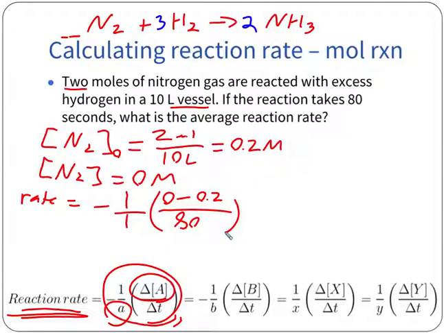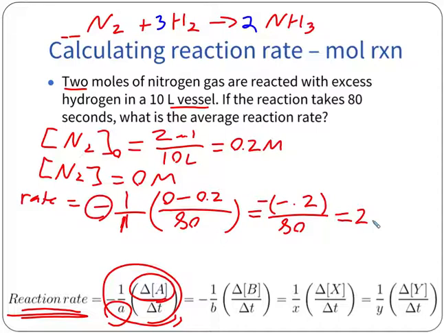So negative 1 over 1 times 0 minus 0.2, we can go ahead and work that out. So this of course is just 1 right there. That's not 11, that's a 1. So we just have negative 0.2, the negative of that because of that negative sign right there, divided by 80. And so when you work that out, I end up getting 2.5 times 10 to the negative third units of still molar per second.